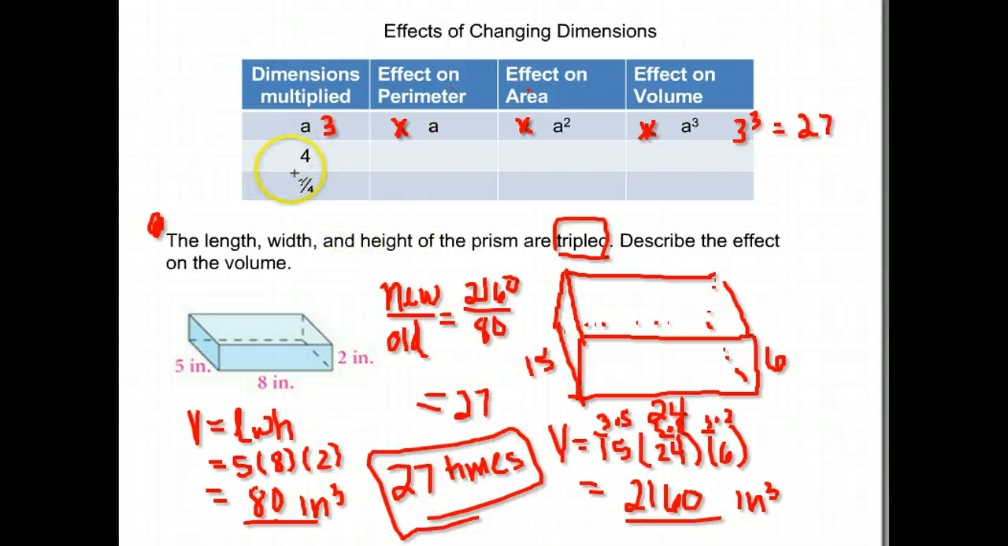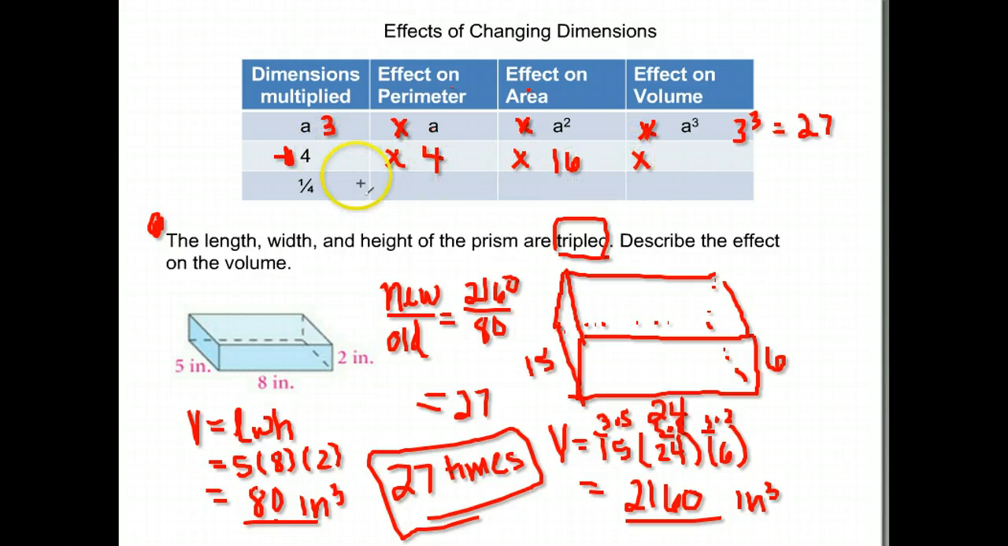So let's say they gave you a figure and all they told you is that the dimensions were all multiplied by 4. What would be the effect on the perimeter? Well, the perimeter of your original would be multiplied by 4. What would be the effect on the area? The area would be multiplied by 4 squared, which is 16. And the volume, how would the volume be affected?